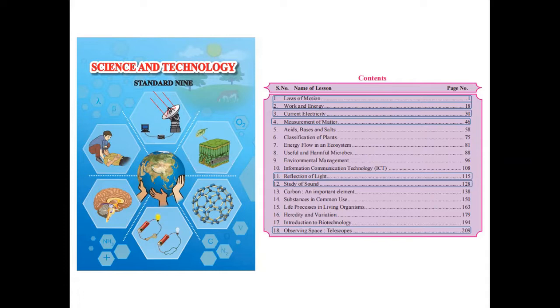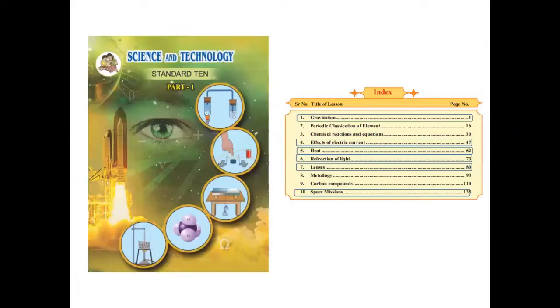Here in the 9th standard, you can see again interesting topics such as observing space and telescopes. Then there is reflection of light. Previously, it was refraction of light in the 8th standard. And of course, some basic physics topics. Then moving on to the 10th standard textbook, Science and Technology, part 1, you have space related topics such as gravitation and space missions.